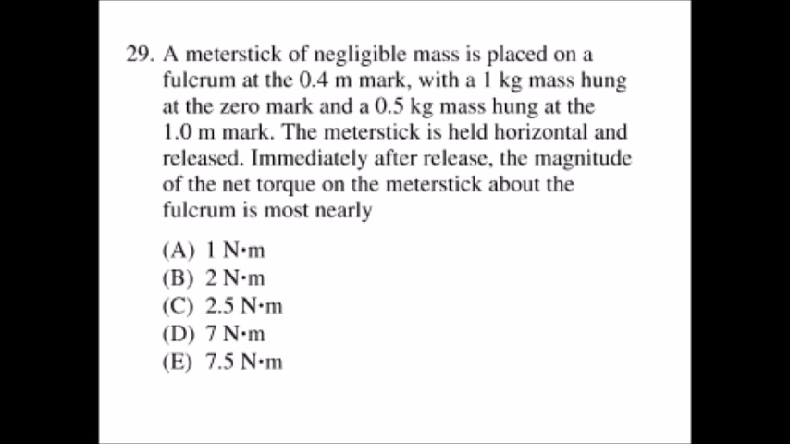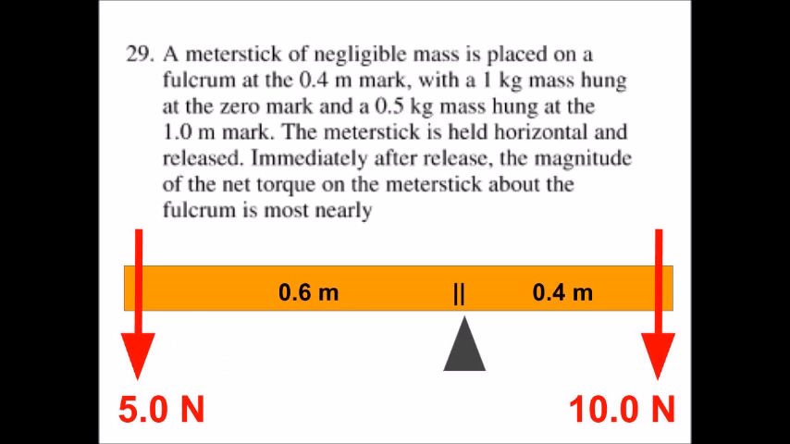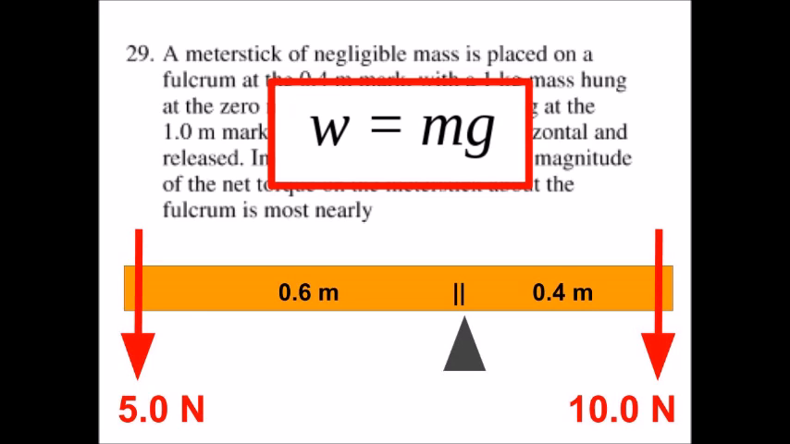Number 29. A meter stick of negligible mass. No one ever cares about the mass of my meter stick. It is placed at a fulcrum at the 0.4 meter mark. A lot of numbers here. Okay, 1 kilogram, 0.5 kilogram, 1 meter mark. Definitely got to draw a picture for this one. The weight is equal to mass times g. G is approximated as 10 meters per second squared.